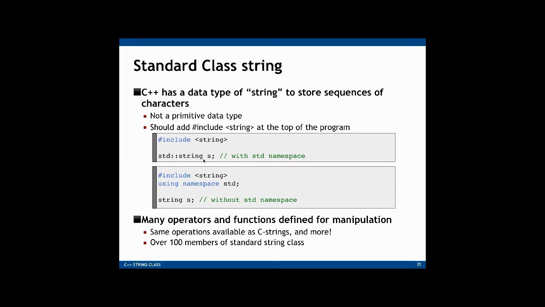And the advantage of using the string class is that the programmer can treat string as a basic data type, not as an array of characters like C string. I will show you an example of this in the later slides. And there are more than 100 functions in this string class, so it is much easier to deal with strings using the string class than using a C string. And by the way, the same operations available for C string still apply to the string class.